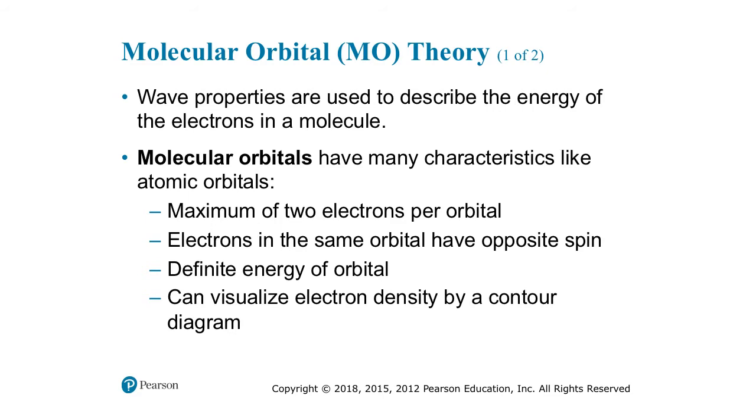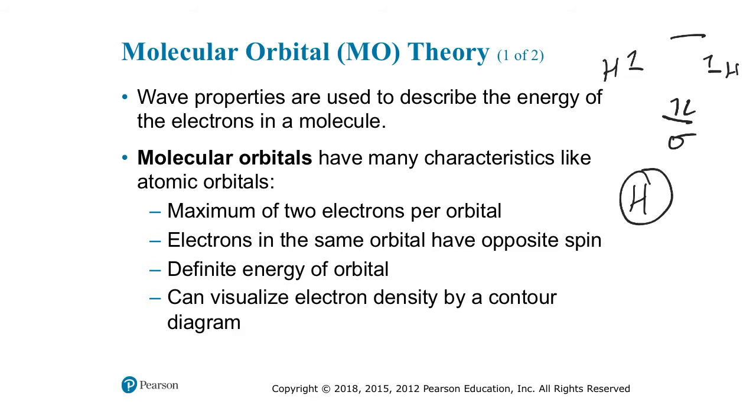So molecular orbital theory, like wave properties, are used to describe the electrons in a molecule. Molecular orbitals have characteristics like 2 electrons per orbital. Electrons in the same orbital have opposite spin. So we're applying the same rules in molecular orbitals. So if we can come up with a molecular orbital diagram for, say, hydrogen, 2 H atoms, each with an electron, compare those spins together in the H2 molecule through what we call a sigma bond.